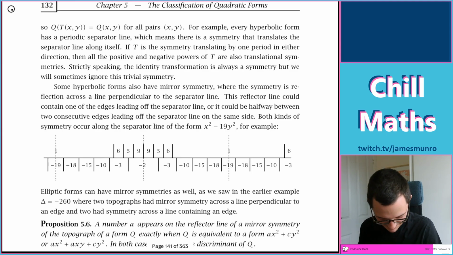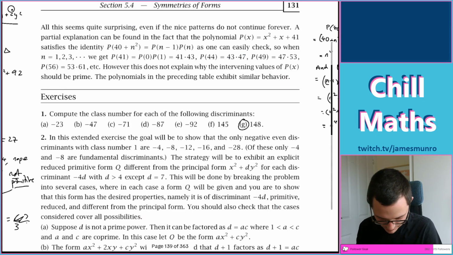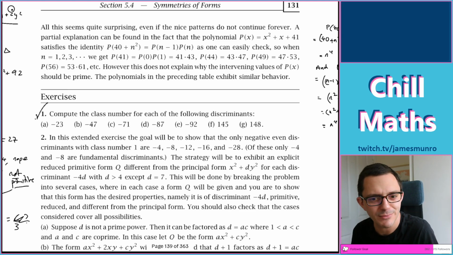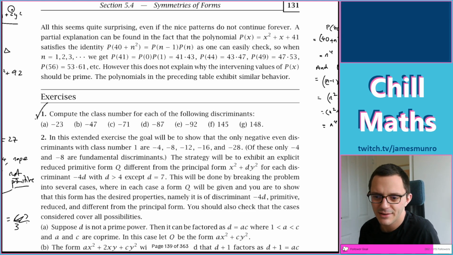Right, okay. I think we've now done all of question 1, and I'm giving us a tick for doing question 1. In this extended exercise, we're going to read this one.